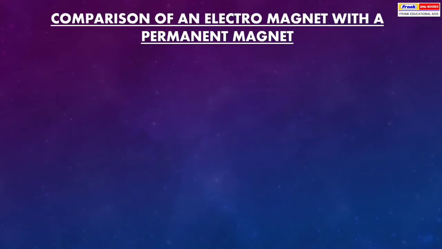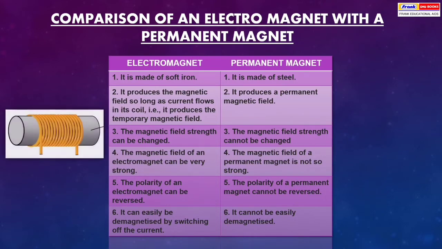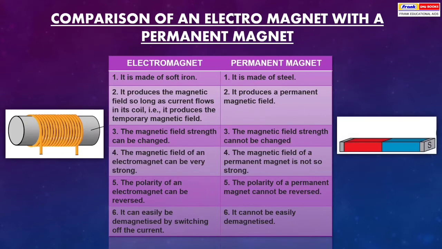Comparison of an electromagnet with a permanent magnet. Electromagnet: it is made of soft iron. Permanent magnet: it is made of steel. Electromagnet: it produces the magnetic field so long as current flows in the coil, that is, it produces a temporary magnetic field. Permanent magnet: it produces a permanent magnetic field. Electromagnet: the magnetic field strength can be changed. Permanent magnet: the magnetic field strength cannot be changed.